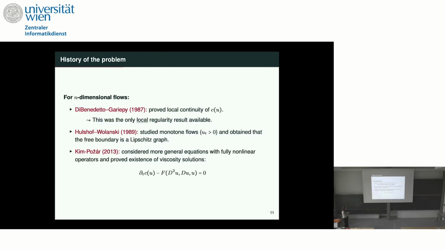And a more recent result, so this is 2013, by Kim and Pozar, who pose the problem in the setting of viscosity solutions, okay, and they consider these more general solutions with fully nonlinear operators here, right? So they replace the Laplacian by this more general operator, and they prove existence of viscosity solutions, and I think regularity is open for this problem. Okay, so this is one of the last results that work on this problem.